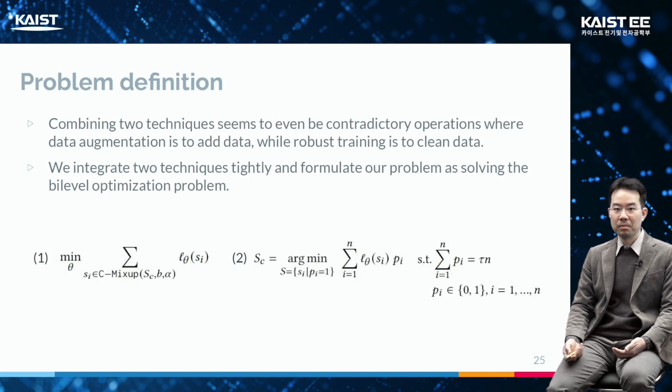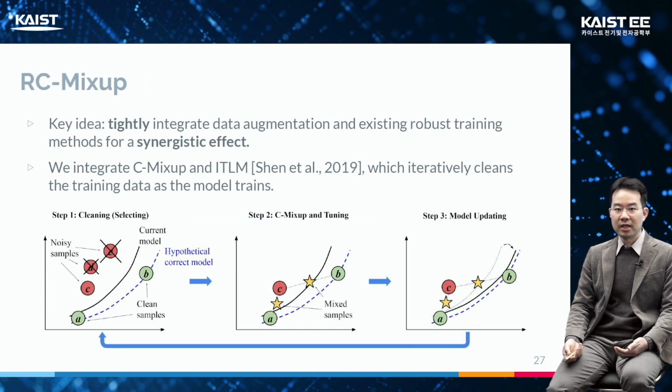So we combine two techniques, data augmentation and robust training, that at first glance seem to be contradictory, because data augmentation is about adding data, while robust training is about cleaning data. We integrate the two techniques tightly and formulate our problem as solving the following bi-level optimization problem below. Problem number one is the data augmentation problem, and the second problem is the robust training problem. The key idea is to tightly integrate these two operations for a synergistic effect.